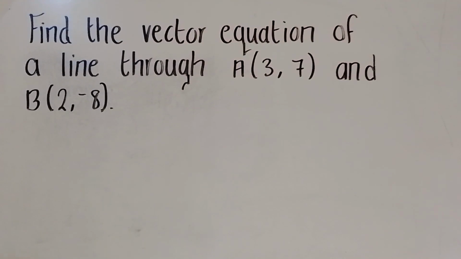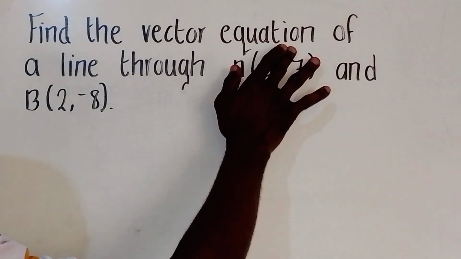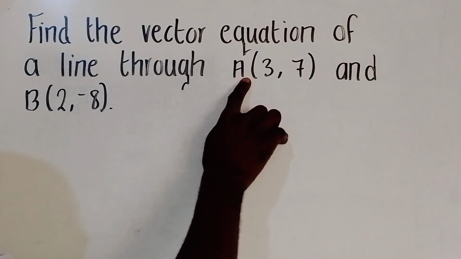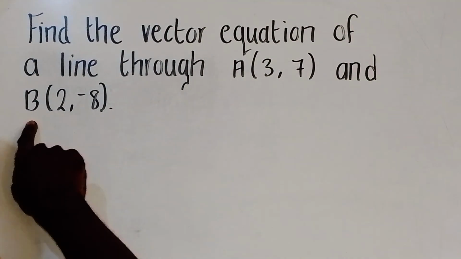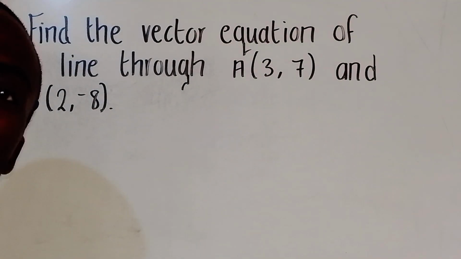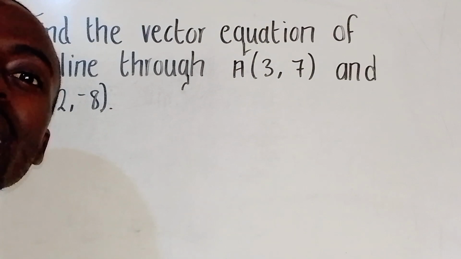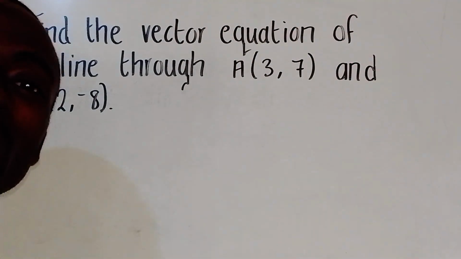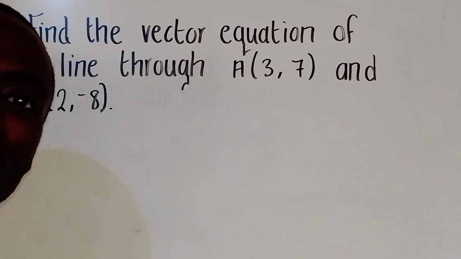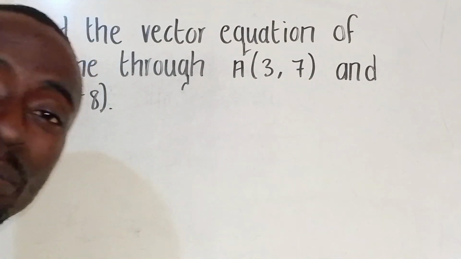Okay, so we have a mathematics question that says find the vector equation of a line through A of this coordinate and B this coordinate here. You need to understand that when they say vector equation, a vector equation is represented using the unit coordinate, and the formula for the vector equation is given by this.